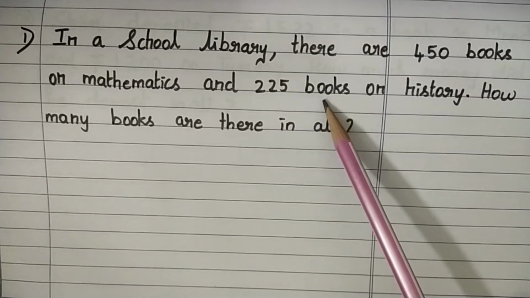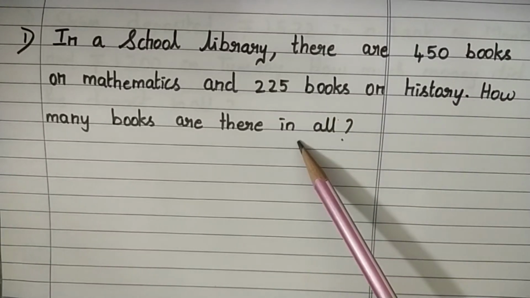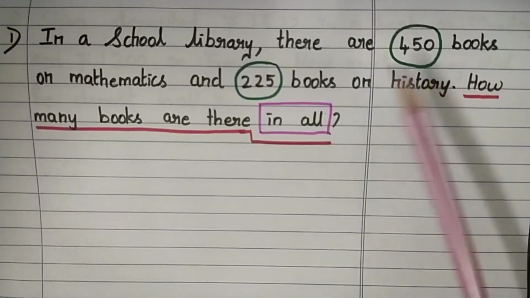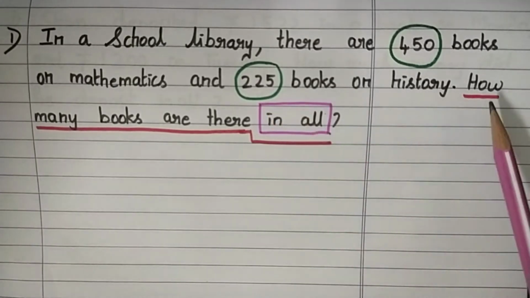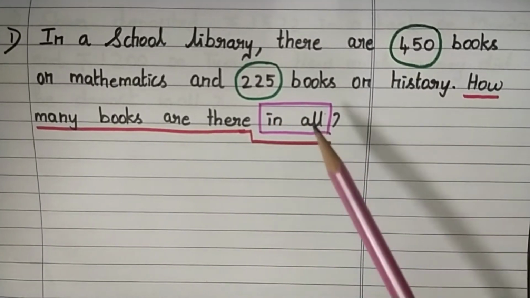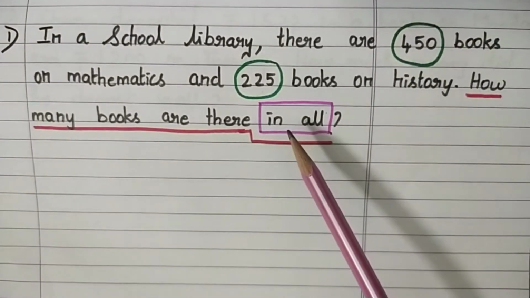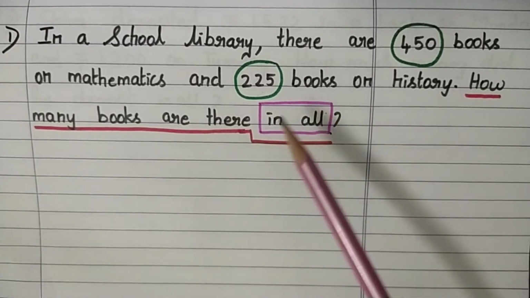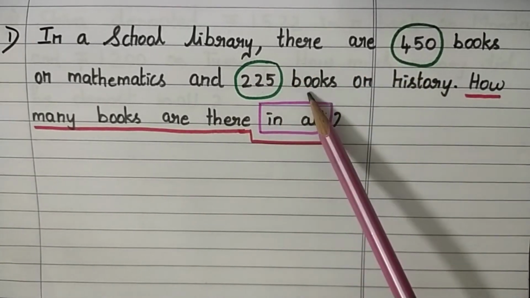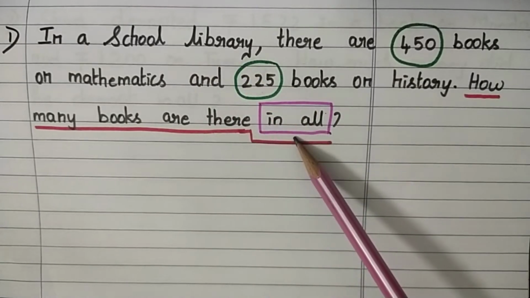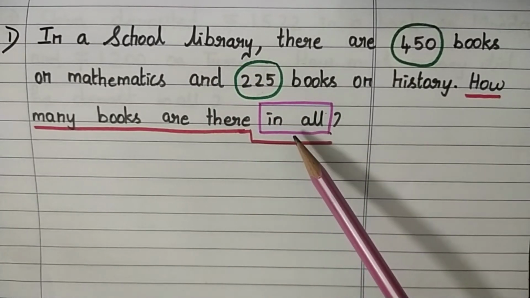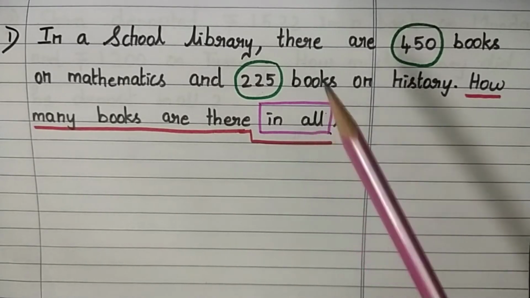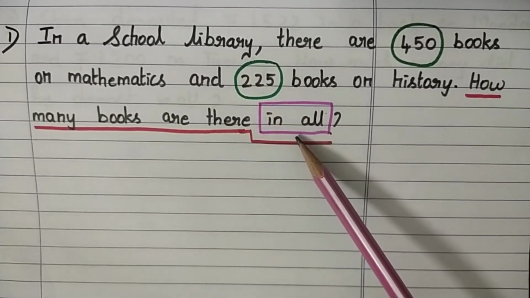So we need to circle the information, underline the question, what we need to find out, and put a box to the keyword. Here, children, I circled the information, underlined the question, what we need to find, and put a box to the keyword. By seeing the keyword, you can understand it is an addition sum. How many books are there in all? In all means totally how many books are there in the school library. So in all means it is an addition. But children, remember, don't always see the keyword alone. You have to read the question properly and then look for the keyword.